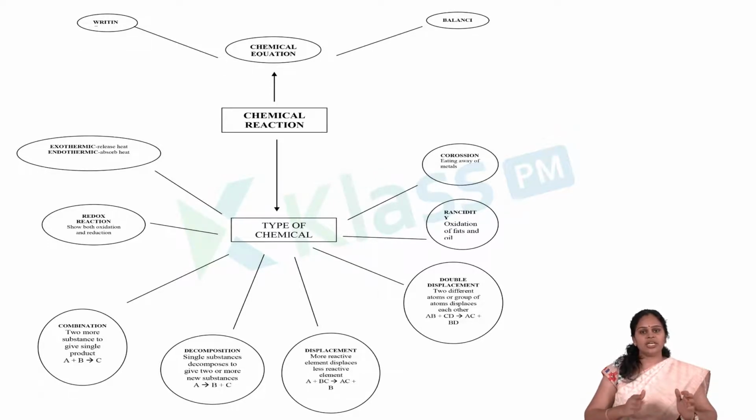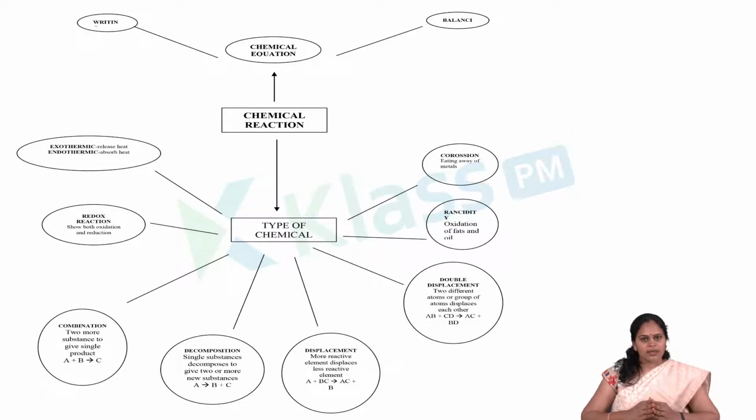And some effects we can observe in daily life. The effects in everyday life are corrosion. This is also a reaction. Corrosion and rancidity. What is corrosion? Slow conversion of metals into their undesirable compounds, that is sulfides, carbonates, oxides, like that. Undesirable compounds is known as corrosion. Why is it happening? By interaction with atmospheric gases and moisture.